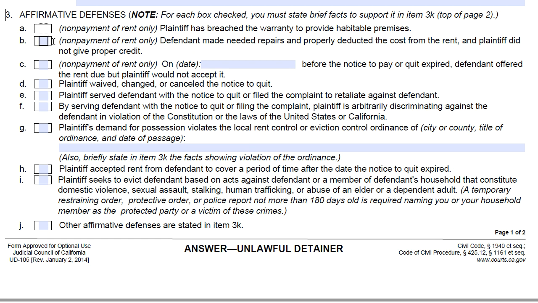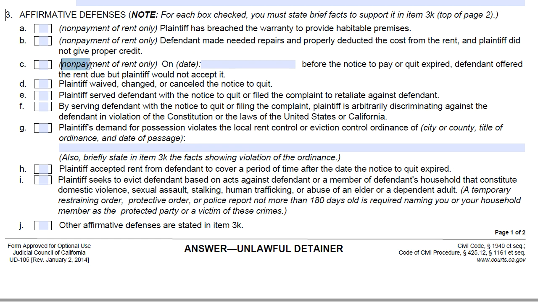Okay. The next one, letter B: if you made repairs that were absolutely necessary and you took off the cost of those repairs and that's why you're being evicted, then mark this box. For example, if the hot water heater leaked and you needed to replace it and you replaced it and it cost $500, then you took that $500 off your bill or off your rent and now you're being evicted, so mark box B as your defense. Okay, now we're down to C.